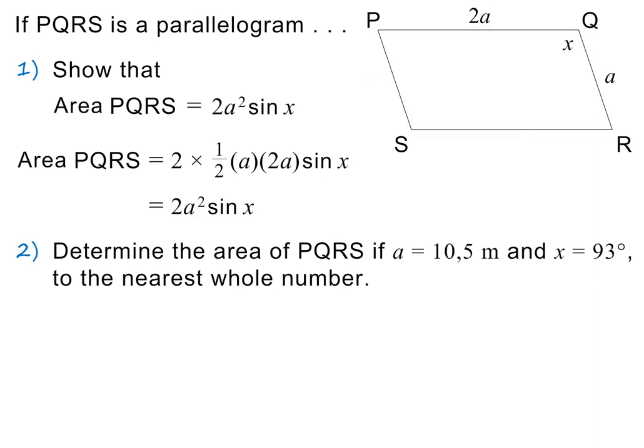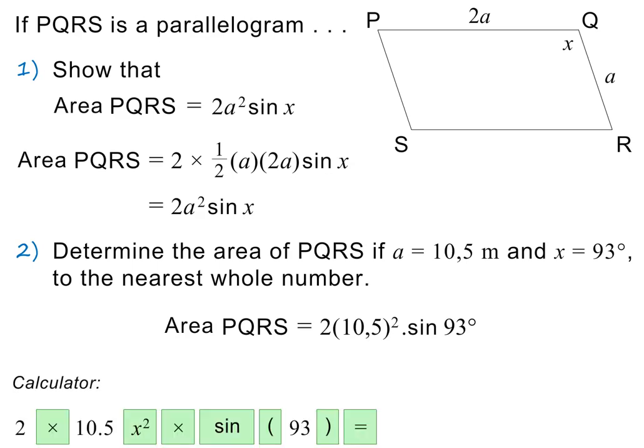Here is part 2. Please pause to read it. To find this area, we simply need to substitute the given values into what we have just shown in part 1. Next, we need to do the following on the calculator. Correct to the nearest whole number, the area is 220 square meters. This completes the lesson. Good luck with the test.